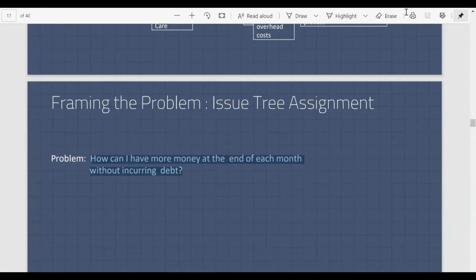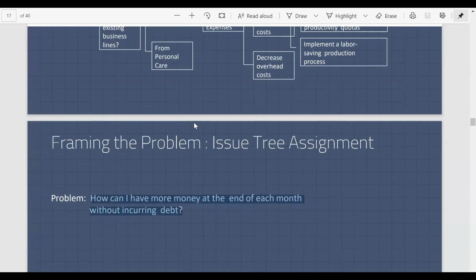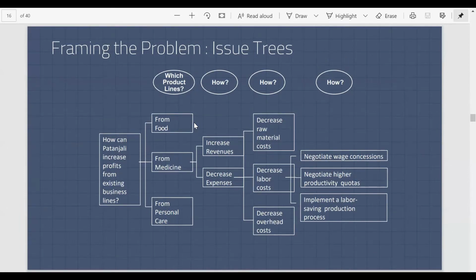We'll quickly move on from here into the hypothesis tree. So far, you understand what we did with the issue tree. We broke down the problem and asked the how question at each stage: how can I do this? How can I do this?